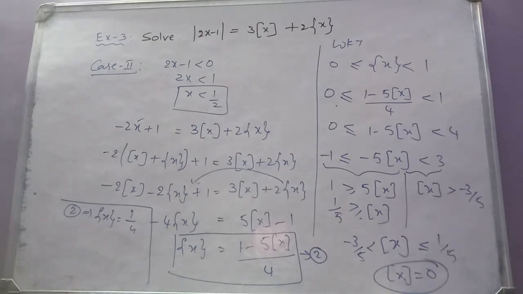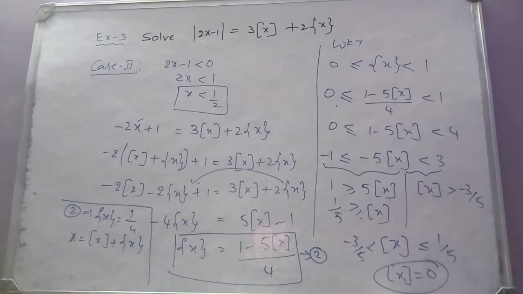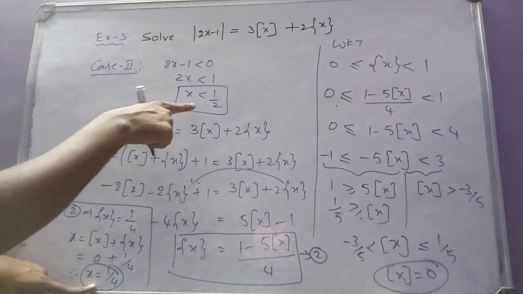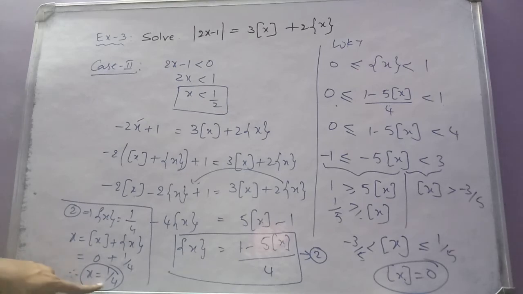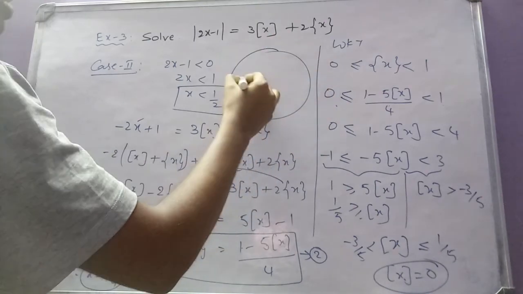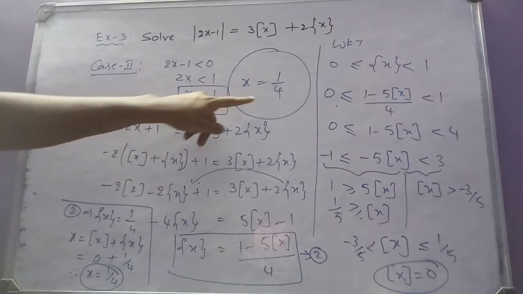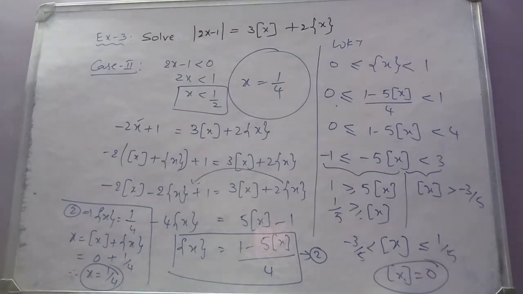We should actually find what x is. We know that x is equal to step x plus the fractional part of x. Step x is 0 and the fractional part of x is 1 by 4. Therefore, the only solution for this question is x equal to 1 by 4. Moreover, check whether this solution is less than 1 by 2 or not. 1 by 4 is less than 1 by 2. Yes, it is satisfying. Therefore, the only solution is x equal to 1 by 4. You can also verify by substituting x as 1 by 4, if you want.